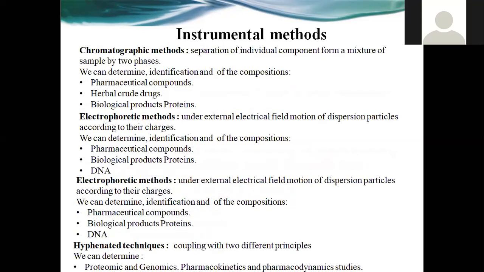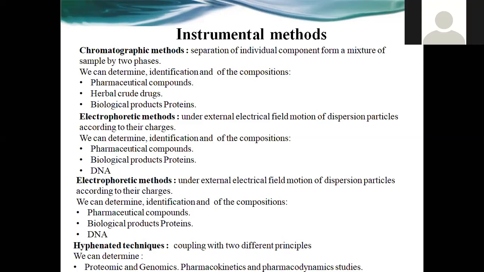In the next continuation of this slide, we have chromatography methods. I have said already that it is the separation of individual components from a mixture of sample by using two phases, a mobile phase and a stationary phase. Those are the two key phases involved in chromatography methods. Based upon these two phases, we can easily identify the compositions of the compound. We can apply these chromatography methods in vast fields like herbal products, biological products, as well as pharmaceutical compounds.